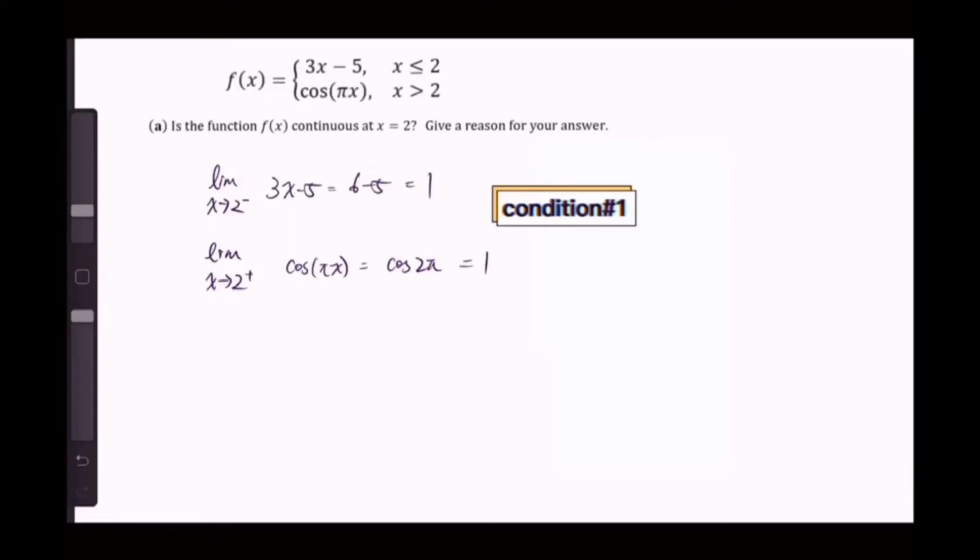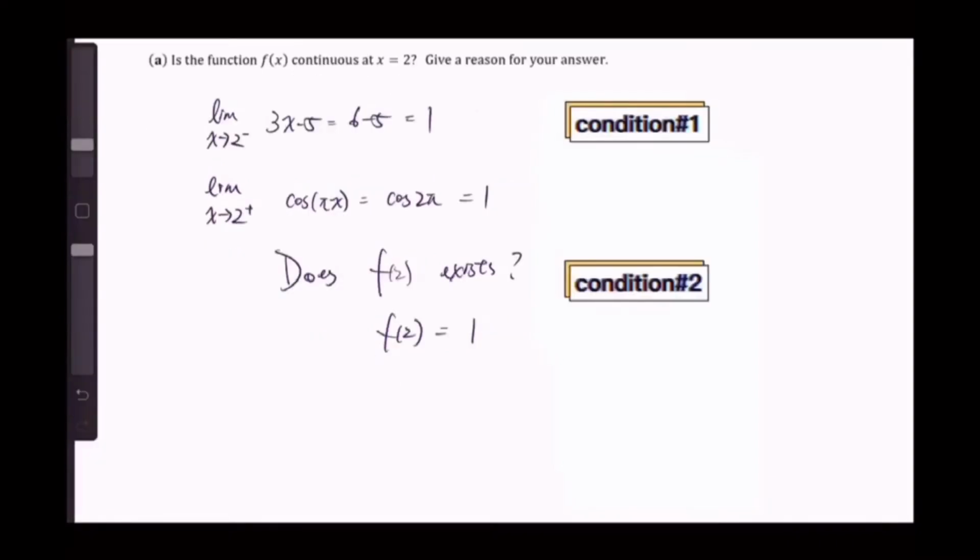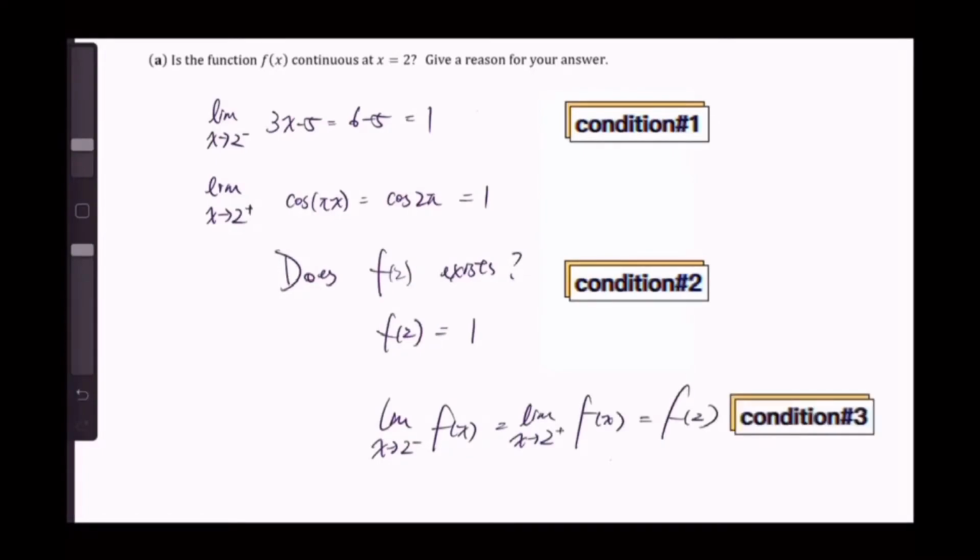Now we have to check whether f of 2 exists. By looking at the first equation, we get f of 2 equals 1. Therefore, f of 2 exists, and this condition has been met. Lastly, we have to check whether the limit of f of x at x equals 2 equals f of 2. Since they are all equal to 1, all conditions have been met. Therefore, the function f of x is continuous at x equals 2.